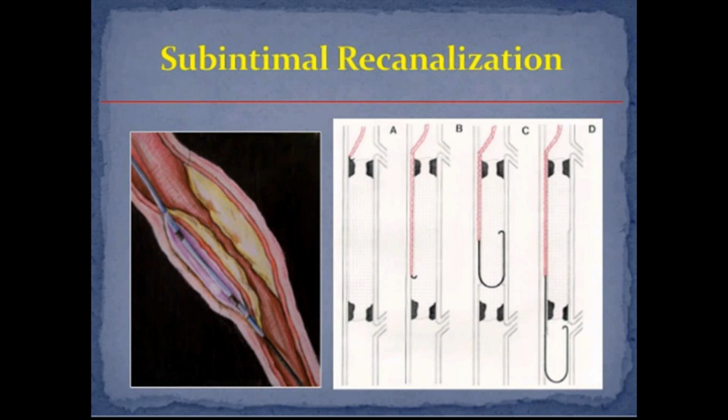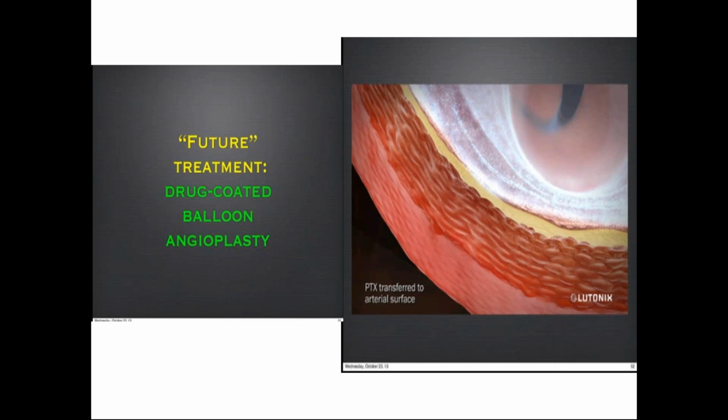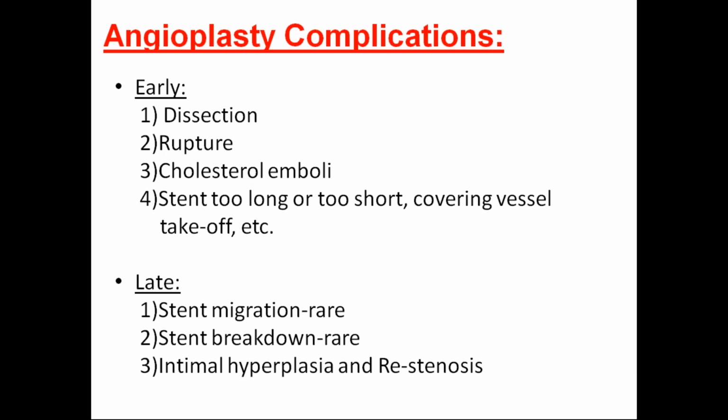So this is the picture representation of the subintimal recanalization of the patient. Okay. So a stent is placed in the vessel and recanalization is done. What is the future treatment? Drug coated balloon angioplasty. So this is the Stellarex, which has been described in the picture. Okay. What are the complications of angioplasty?